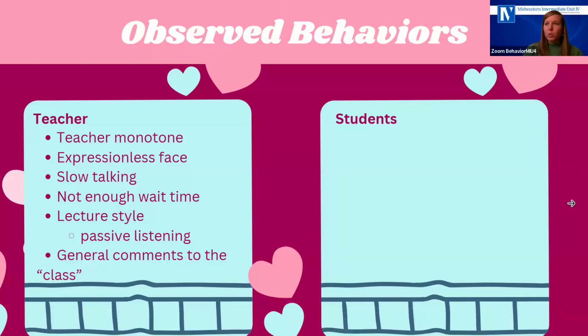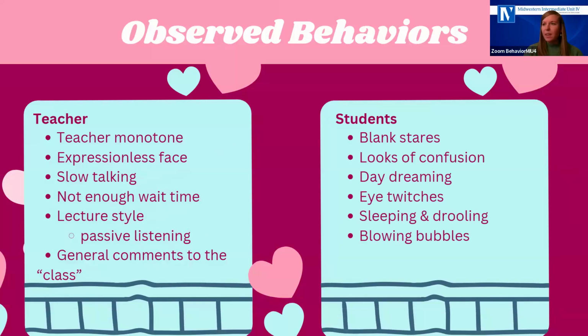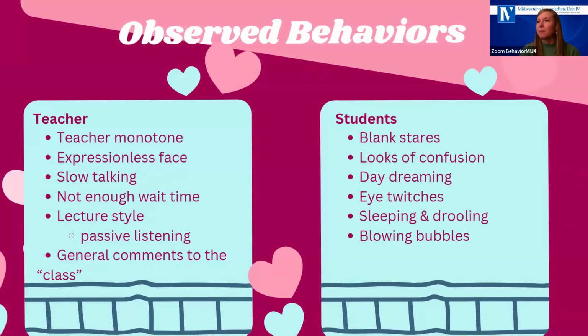And then the behaviors that were observed by the students, as some of you said, some of those blank stares, looks of confusion. There's students that are just kind of looking up at the ceiling or the wall. That one girl has like the eye twitches. That one always gets to me. Someone else is drooling in the class, blowing bubbles. All of those things are signs. Those are observable behaviors that we can see from the class to really say, ooh, these students are not engaged. How can I change what I'm doing to make this content more exciting?